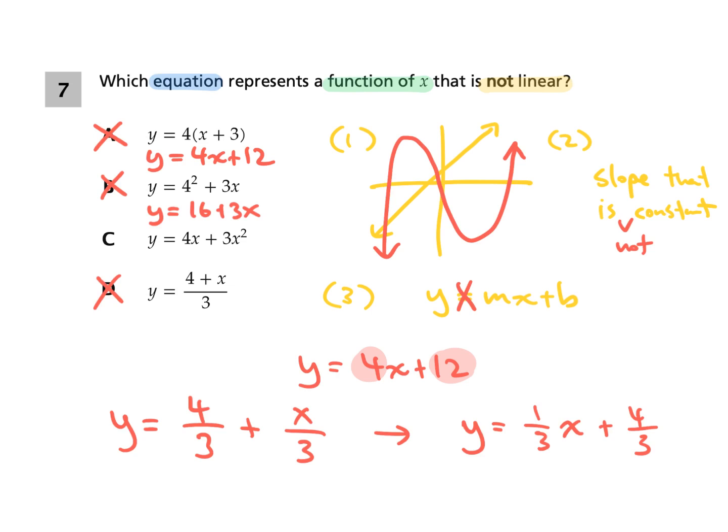C is not linear. Why? Because of this exponent. Whenever we have an exponent on the variable, remember B had an exponent on the number, then it's automatically not linear. Our choice is C. Okay, let's move on to the next problem.